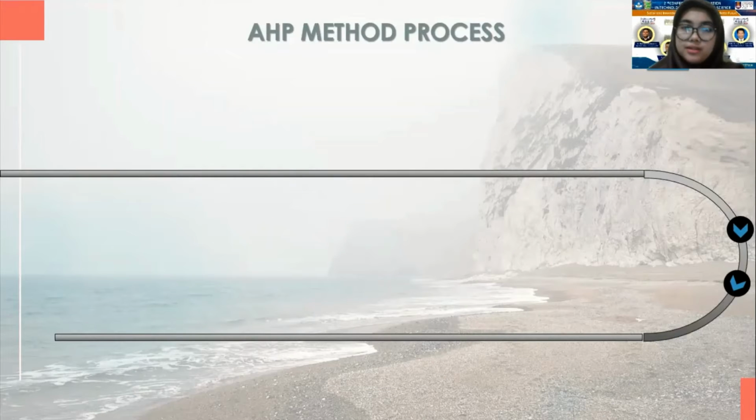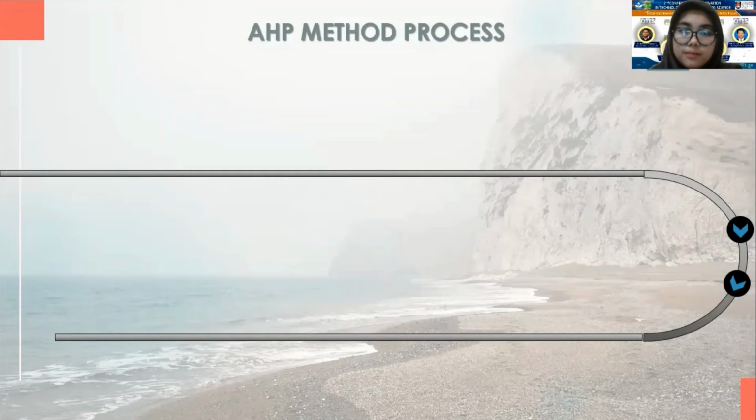AHP method process. The AHP method is known as a decision-making method based on the assessment of human perception who understand the existing problem. And also, the AHP method is often used for assessment of decision problems. There are 6 stages of the data processing using the AHP method. The first is assessment matrix.